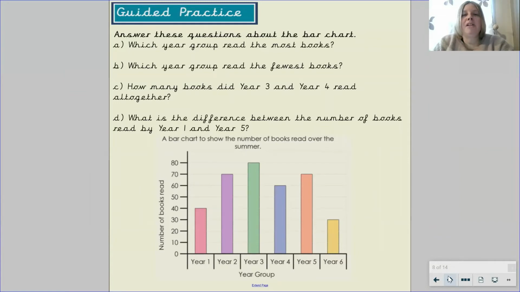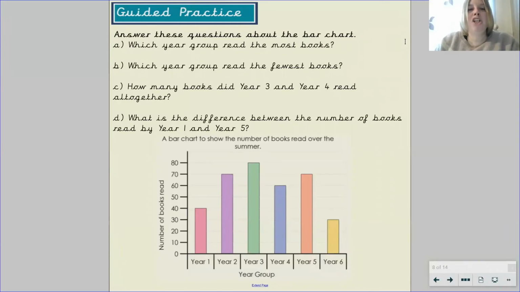Answer these questions about the bar chart. So we're going to look at these questions and we're going to answer these questions together. So our first question says, which year group read the most books? So we can look and find the bar that is the tallest. Which is our tallest bar? If we read along our axes here, we can see that the tallest bar is year 3. And we can see that year 3 read how many books? 80. So I can write year 3 equals 80 books.